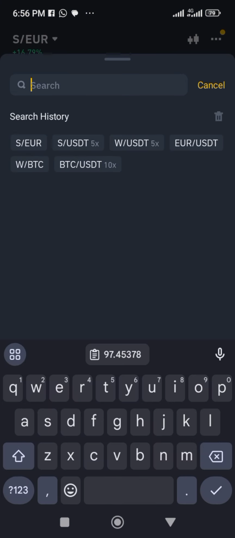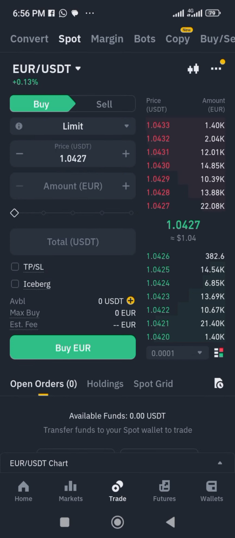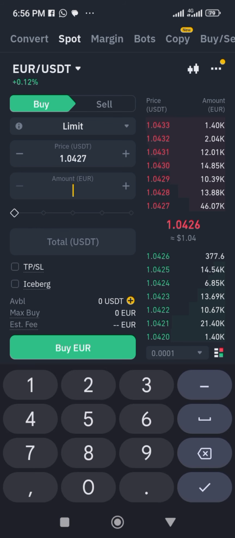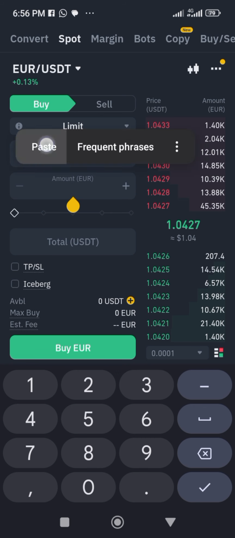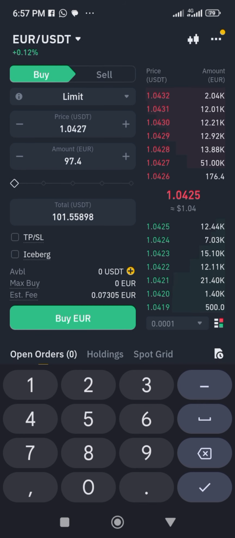So here on our EUR/USDT, we paste in the amount of EUR we have. You can see once you paste in the amount of EUR you have, you are going to receive 101.5 USDT. So we have made a profit of 1.5 USD.